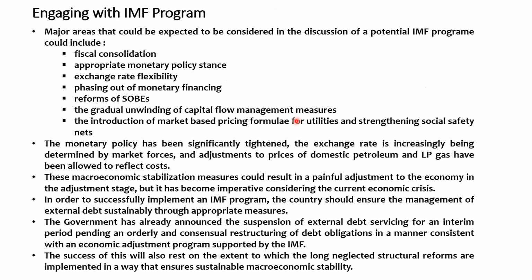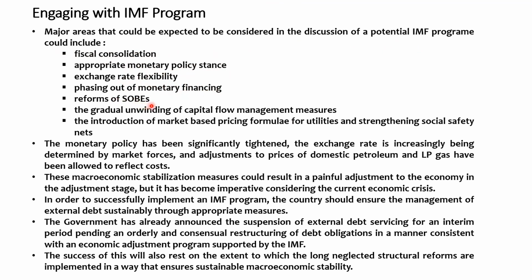Okay, here are the major areas that could be expected to be considered in the discussion of a potential IMF program: fiscal consolidation, meaning the fiscal policies, and an appropriate monetary policy stance. Appropriate monetary policy means these interest rates; you can see they are giving high interest rates for the FDs because they want all the money taken to the banking sector. That's the main thing.